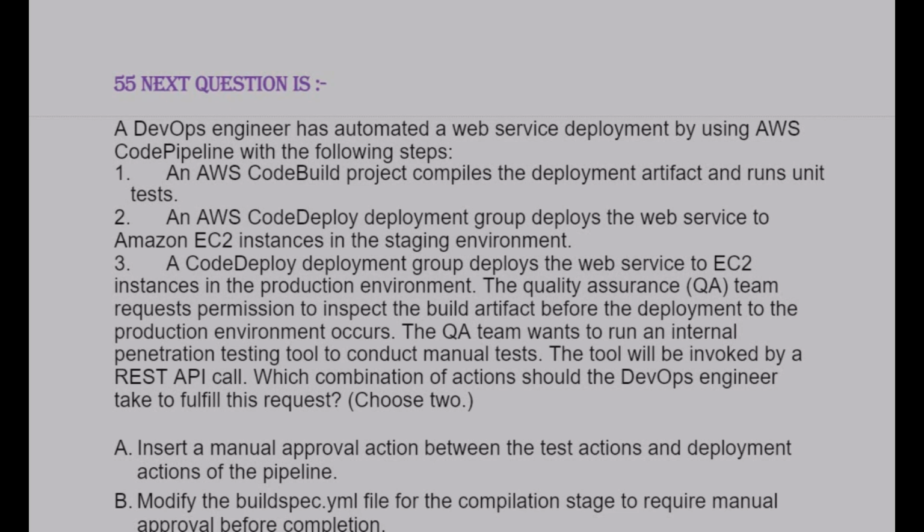The quality assurance QA team requests permissions to inspect the build artifact before the deployment to production environment occurs. The QA team wants to run an internal penetration testing tool to conduct manual tests. The tool will be invoked by a REST API call. Which combination of actions should the DevOps engineer take to fulfill this request? Choose two options.